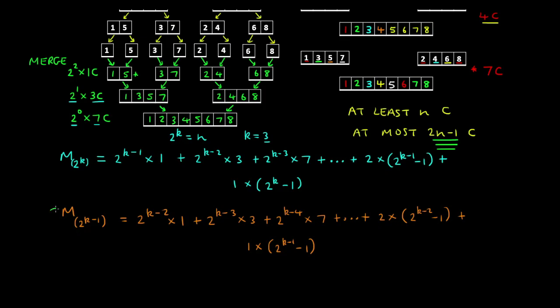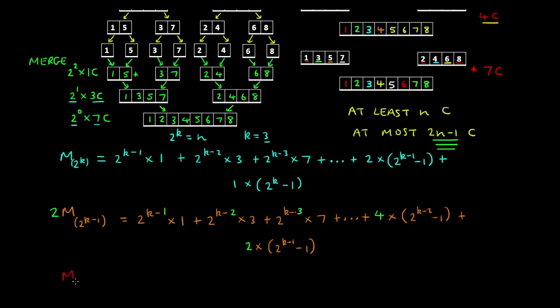And now if we multiply this second sum by 2, we get 2 by 2 to the k minus 2, which gives 2 to the k minus 1. Then 2 to the power of 1 by 2 to the k minus 3 gives 2 to the k minus 2, and so on. And this term here becomes 2 by 2, which is 4. And this one here becomes 1 by 2.